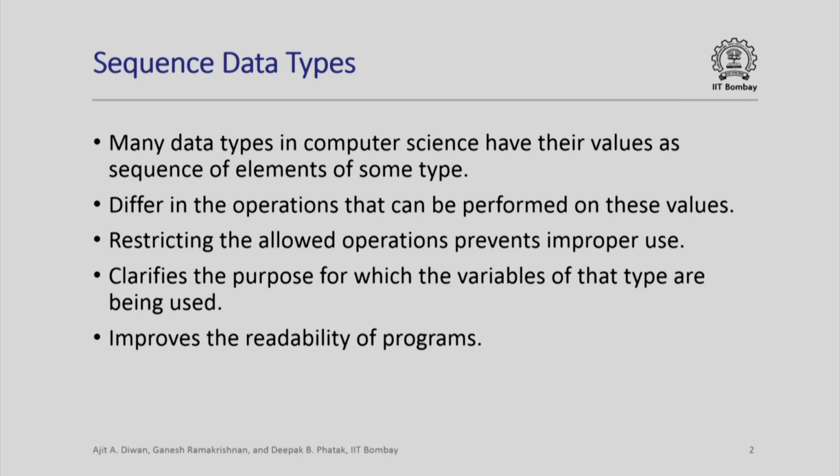Restricting the allowed operations prevents us from using those values in an improper way. You are only allowed to do certain things to that sequence. Anyone reading your program would also understand what you are going to do with it, because once you declare that your variable is of that type, it defines the operations that you are going to perform on it, and you know that only those operations are going to be performed and nothing else. So although the values of these data types are all sequences of certain type, the operations performed are different, and therefore they are considered to be different abstract data types.